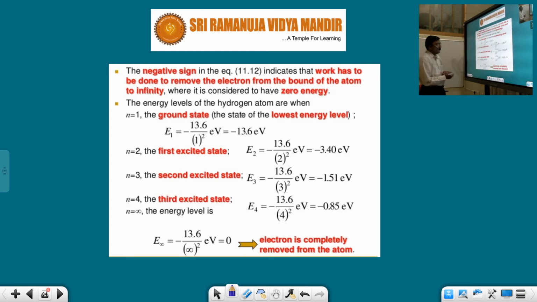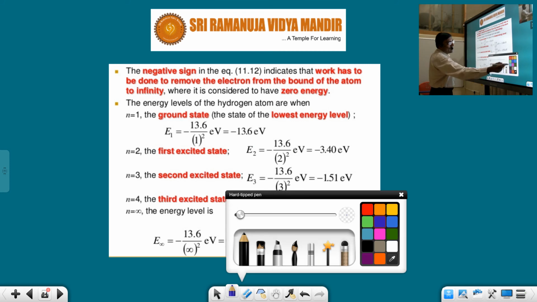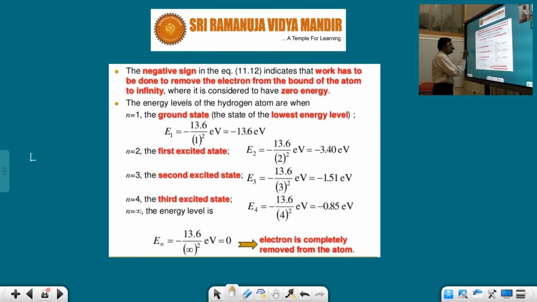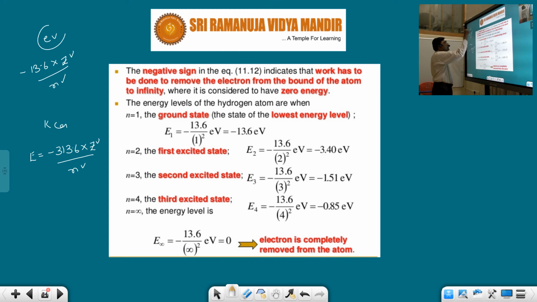In kilocalories also you can remember. Energy is equal to minus 313.6 into Z square by n square. This is in kilocalories. In electron volts, it is minus 13.6 into Z square by n square. This is in electron volts.